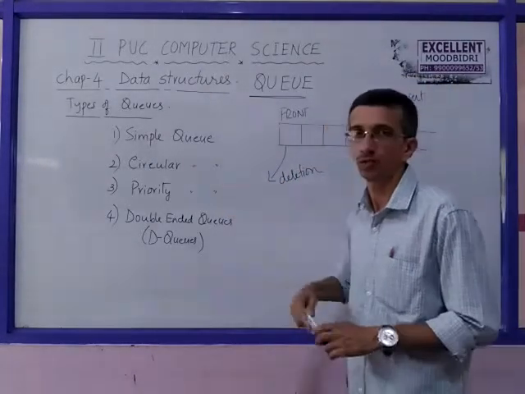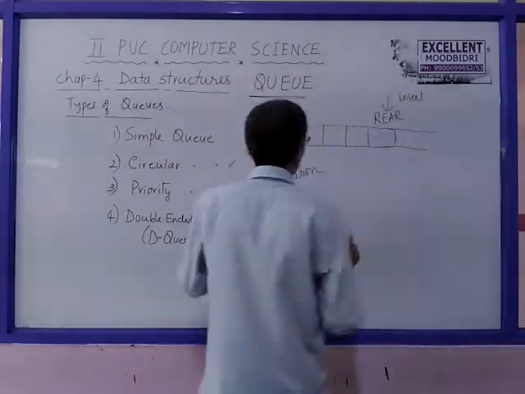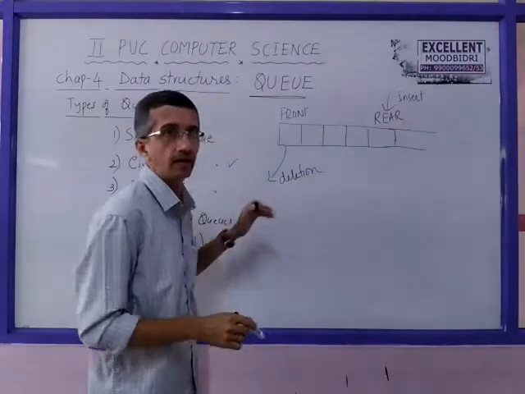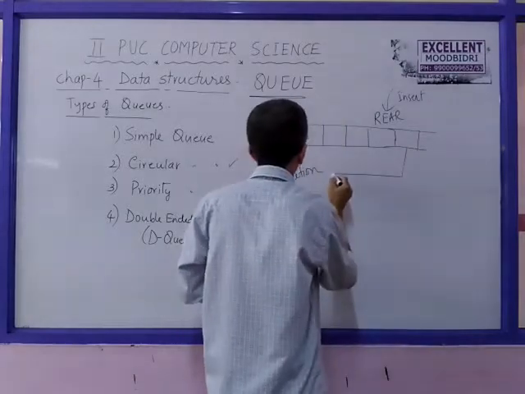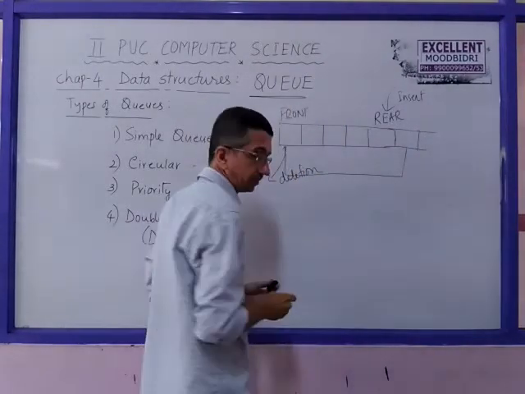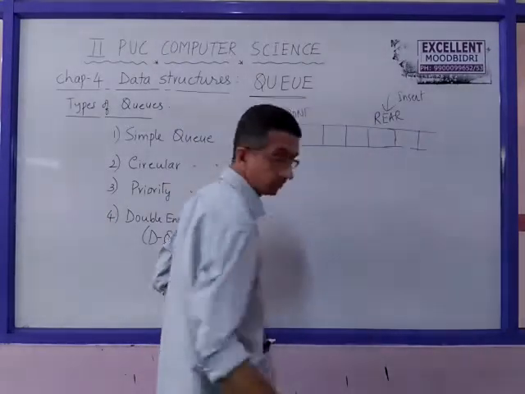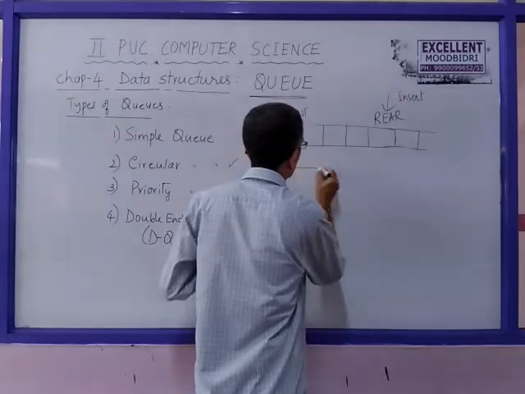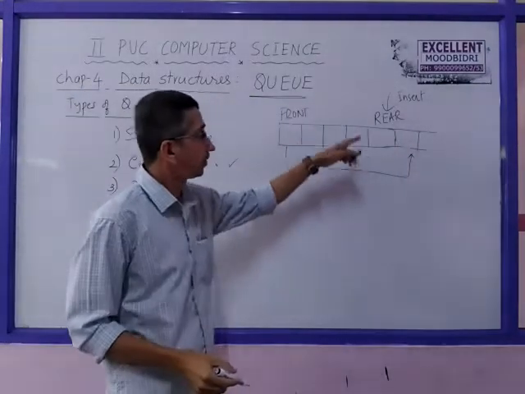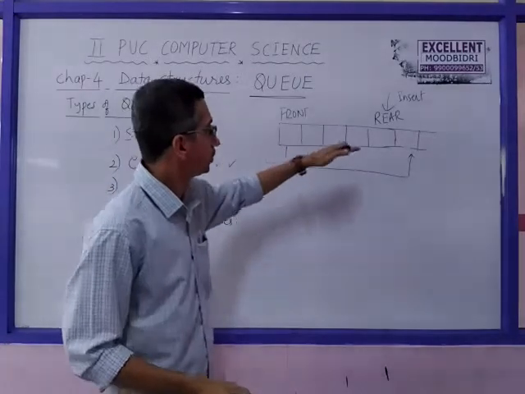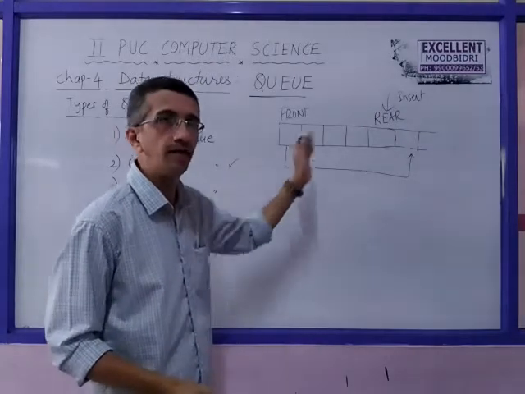The circular queue. What is this circular queue? In a circular queue, the front and the rear are connected. So if this is the rear, it is connected back to the front, and the front can be connected back to the rear end. Suppose there are 1, 2, 3, 4, 5, 6 items in the queue, or any number of items.